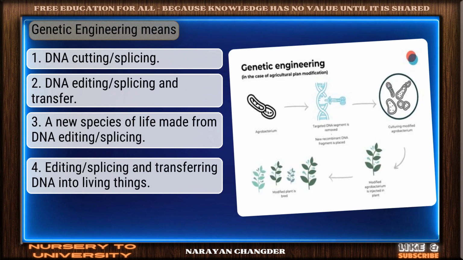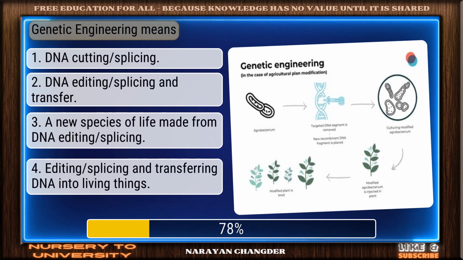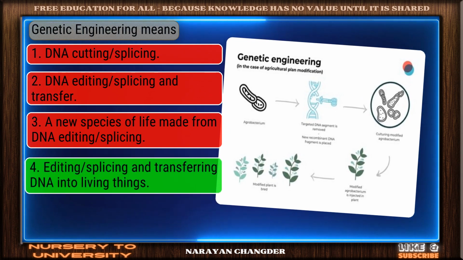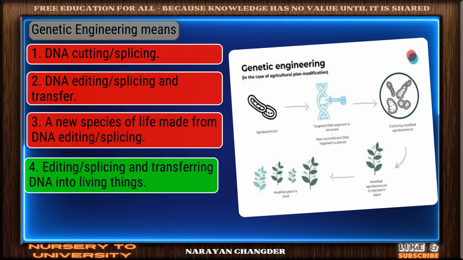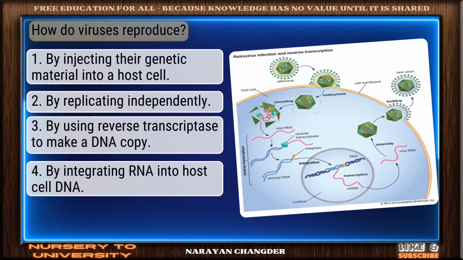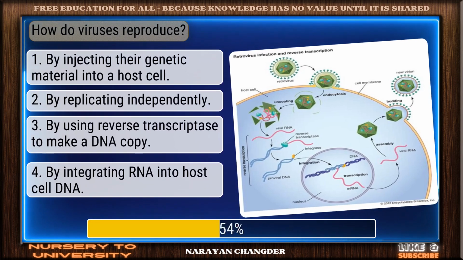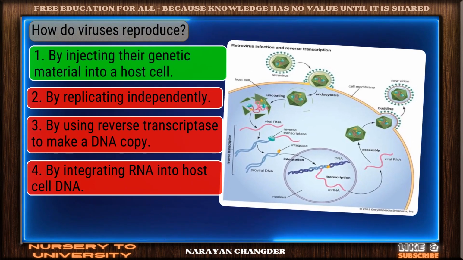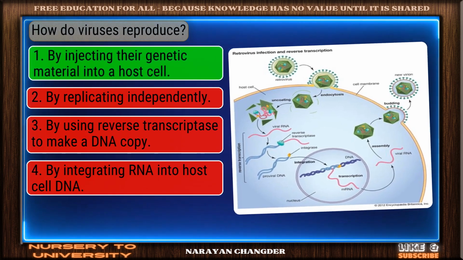Genetic engineering means. Correct response. Editing, splicing, and transferring DNA into living things is the most accurate answer. How do viruses reproduce? Well done. By injecting their genetic material into a host cell is the right choice.